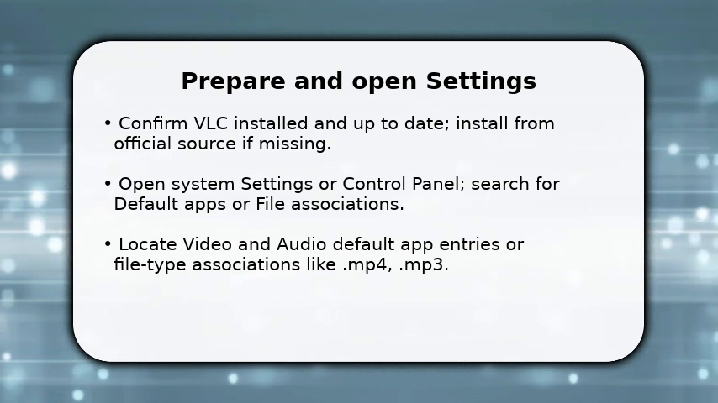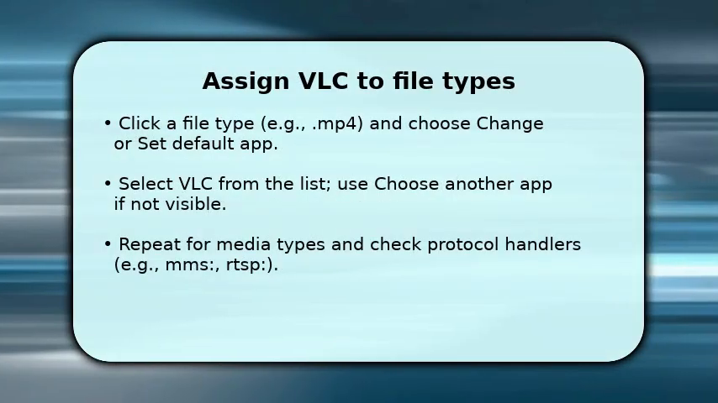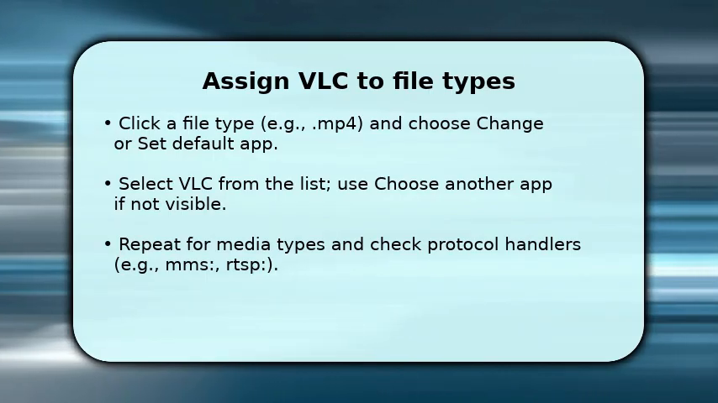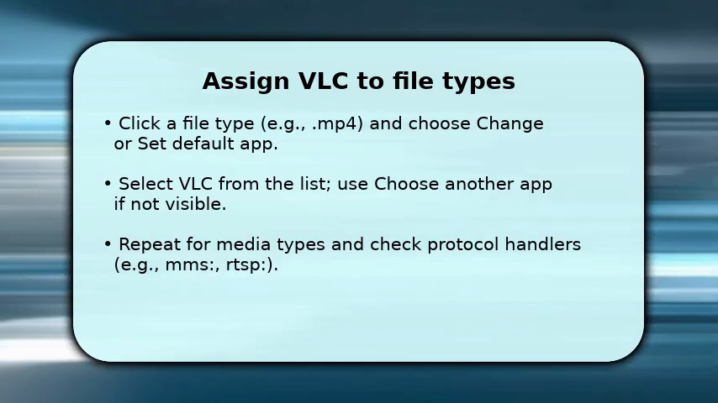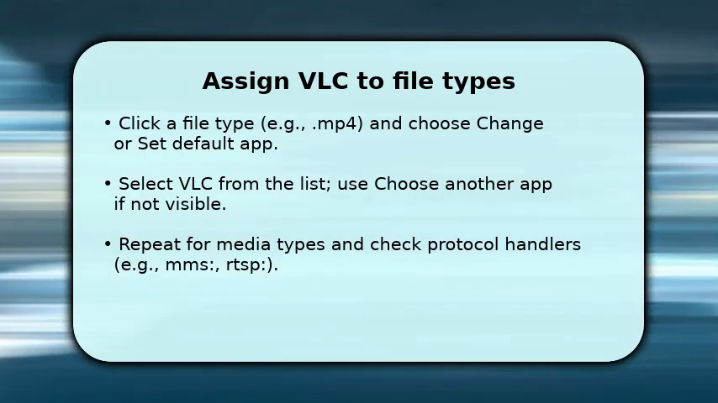Now you'll assign VLC to the specific file types and protocols. Click a file extension such as MP4, then choose Change and pick VLC. If VLC isn't listed, choose another app and browse to the VLC executable. Once VLC is set for one type, repeat for common audio and video extensions and for protocol handlers like MMS or RTSP. Doing these ensures links and streams open in VLC, not the previous player. It centralizes playback behavior.